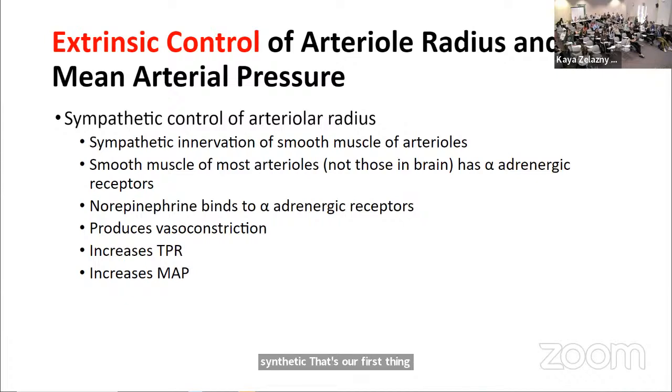Specifically, a fact that is true about those smooth muscle cells is that mainly the type of receptor that we have, right? So imagine a smooth muscle cell, right?